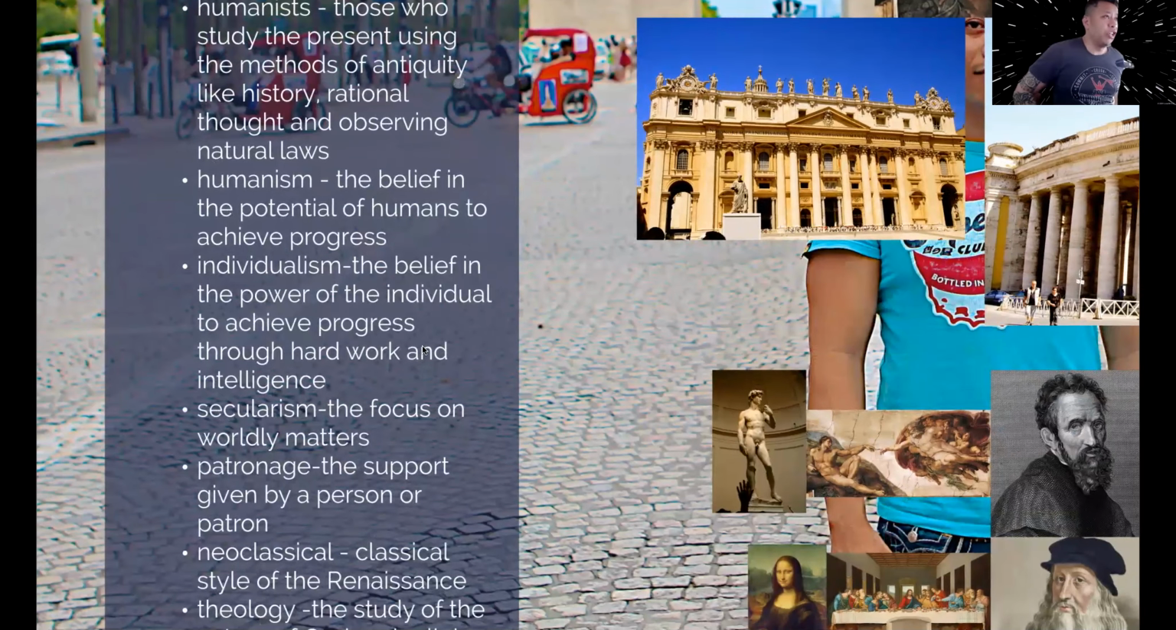You will hear me use the word humanism. Humanism was a movement during the Renaissance that was based on the belief that humans, rather than God, can achieve progress. So in the Renaissance, the focus was moved away from God and church to the ability of humans to achieve great things.